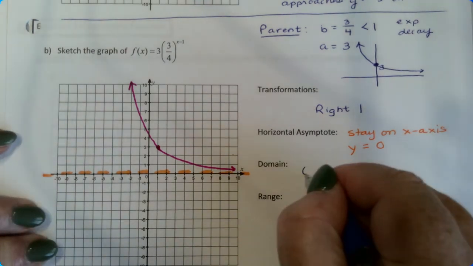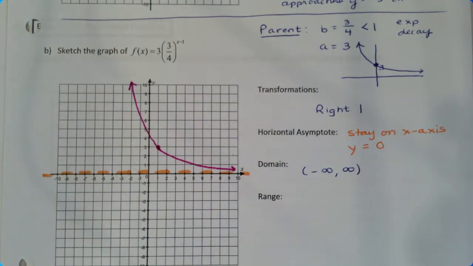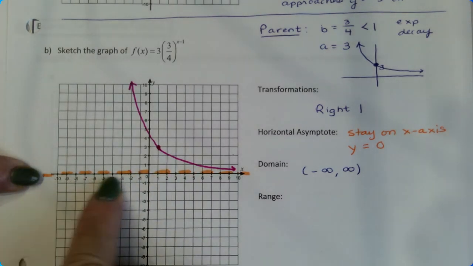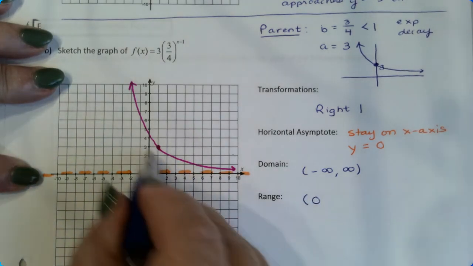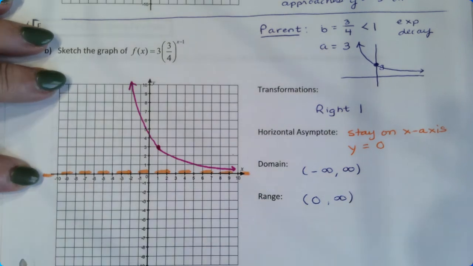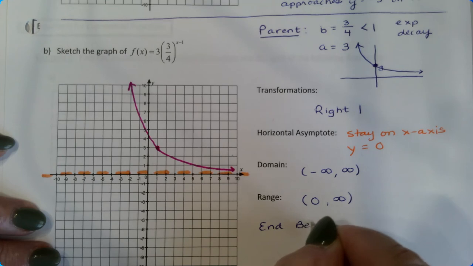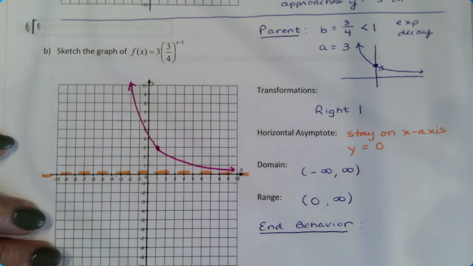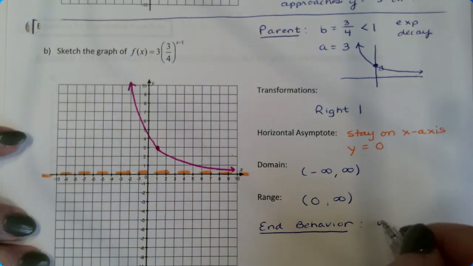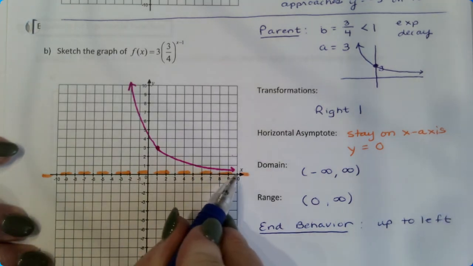All right, our still boring domain still goes from negative infinity to infinity. And the range this time, the smallest y value is just above 0. So I'll put a parenthesis at the 0, and then the y values go up to infinity from there. If I wanted to write down my end behavior, this graph goes up to the left, and it approaches y equals 0 on the right.